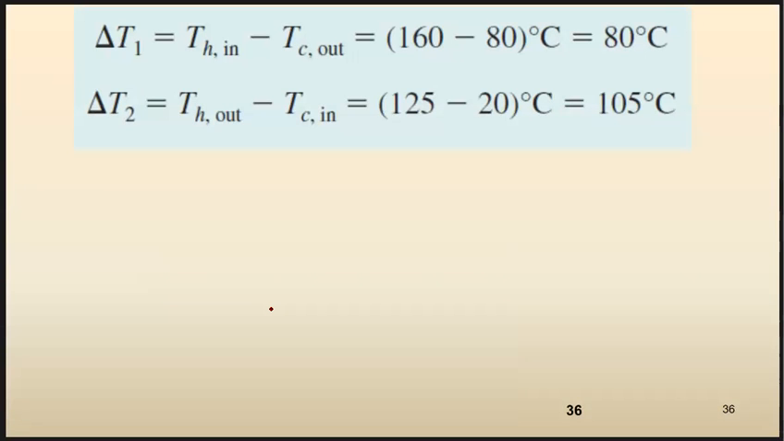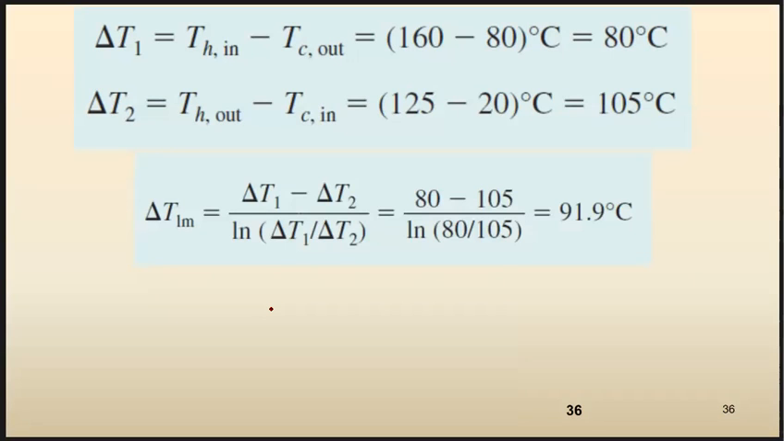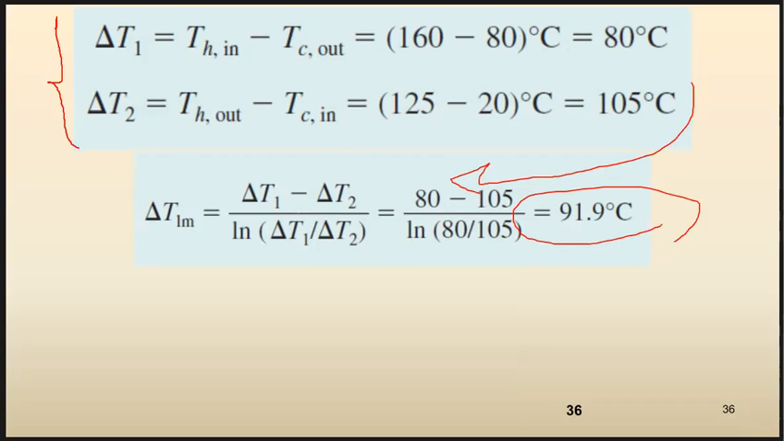Now, we have a counterflow heat exchanger. So for the counterflow arrangement, we know that for the calculation of the log mean temperature, delta T sub 1 is T hot at the inlet minus T cold at the outlet. Delta T sub 2 is T hot at the outlet minus T cold at the inlet. We plug them into this equation and we get the log mean temperature. As I said, this is a counterflow heat exchanger, so that's why we use this definition for the calculation of delta T sub 1 and delta T sub 2.